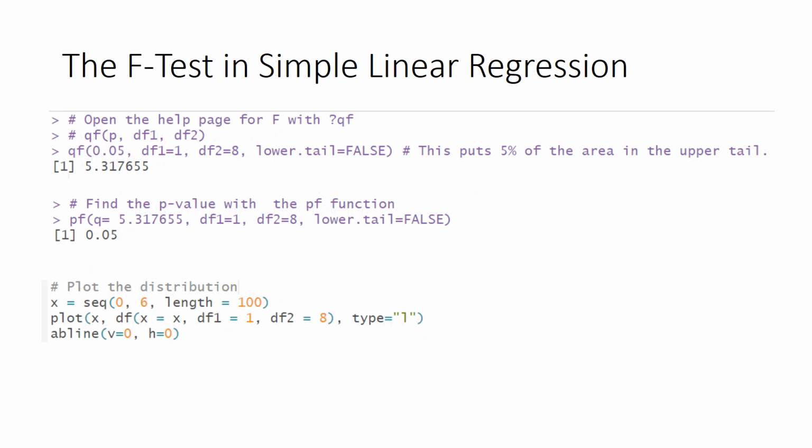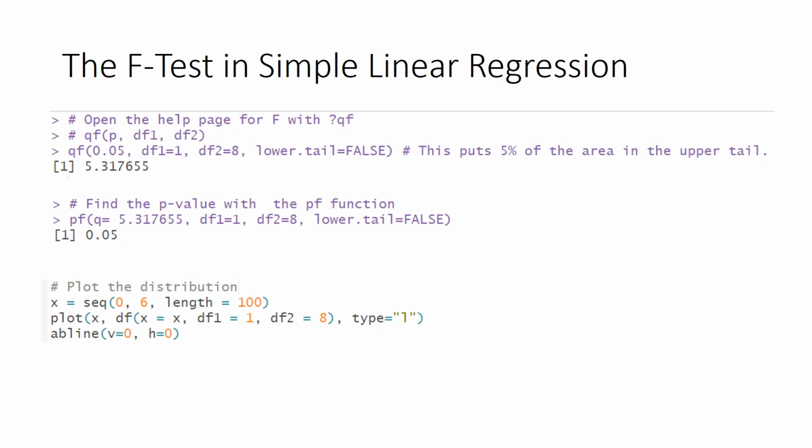You can open the help page for F by running ?qf. The first argument in the qf function is p, the probability in one tail, df1 is the numerator degrees of freedom, and df2 is the denominator degrees of freedom. I use p of 0.05 with 1 degree of freedom in the numerator and 8 degrees of freedom in the denominator. Lower tail equals FALSE puts 5% of the area in the upper tail. The answer is 5.32 rounded.